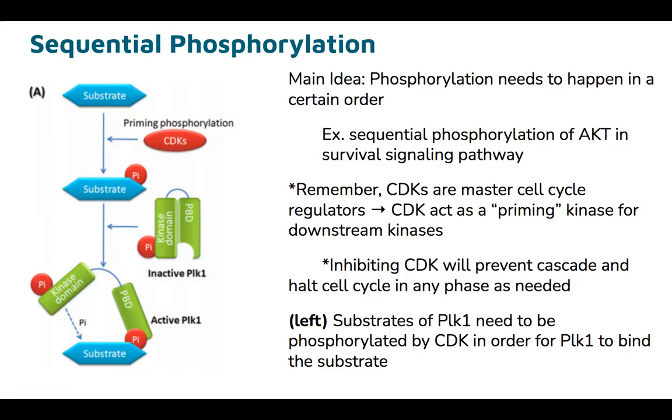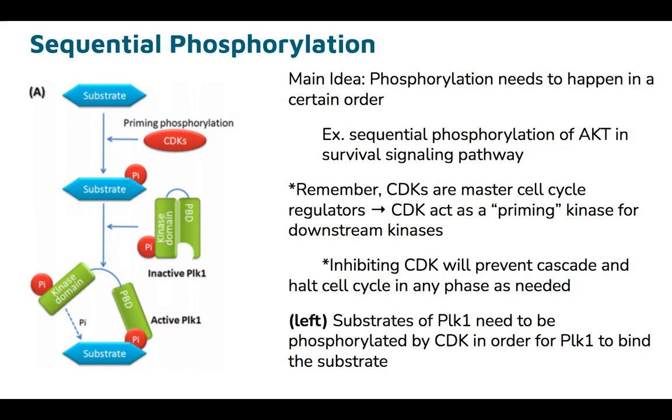No, you got it. So, sequential phosphorylation is pretty much the idea that we want to keep in mind that there is an important sequence to these things in the cell, right? Especially with CDKs, since they are the master cell cycle regulators. They're the priming kinase for a lot of the downstream kinases. And because of that, inhibiting a CDK will prevent the entire cascade.